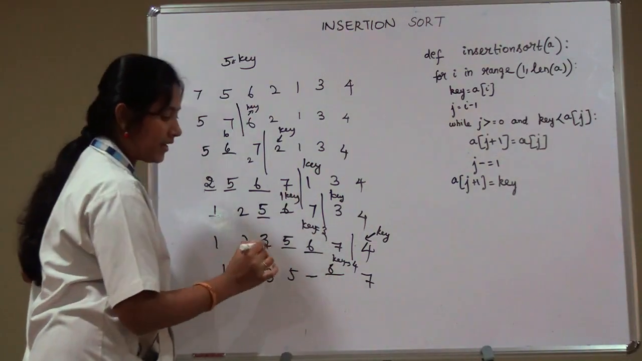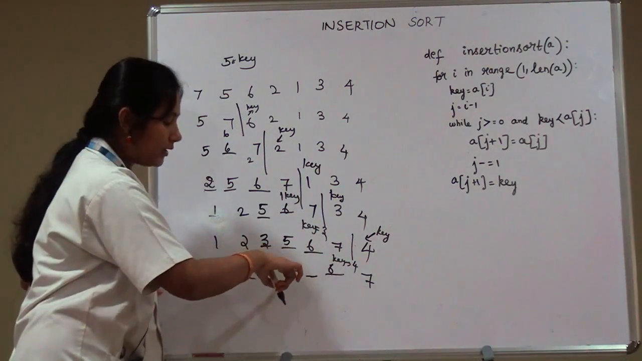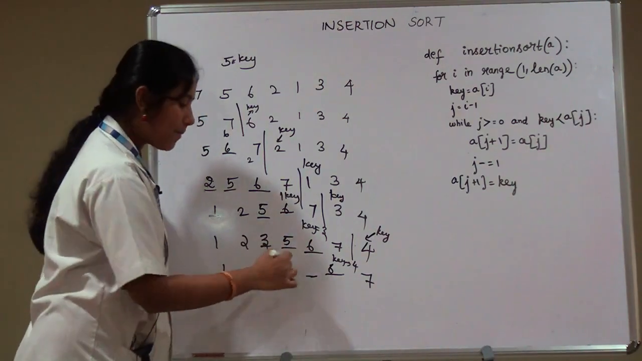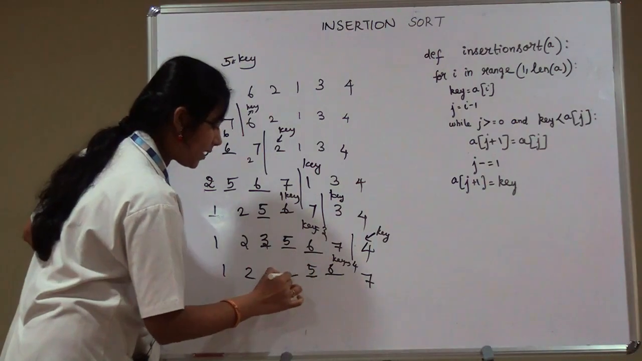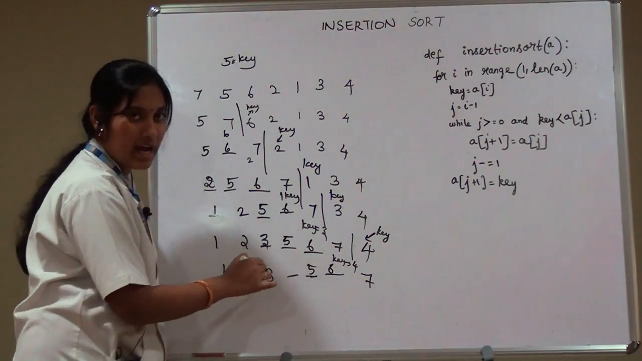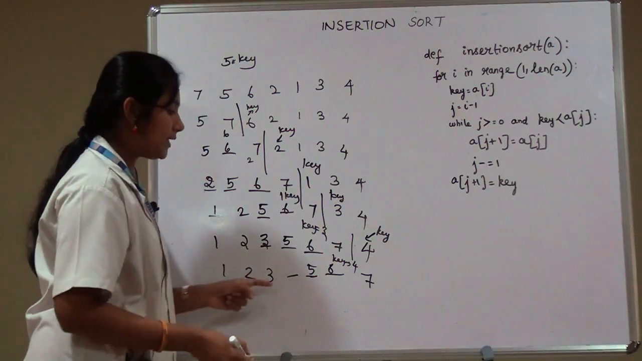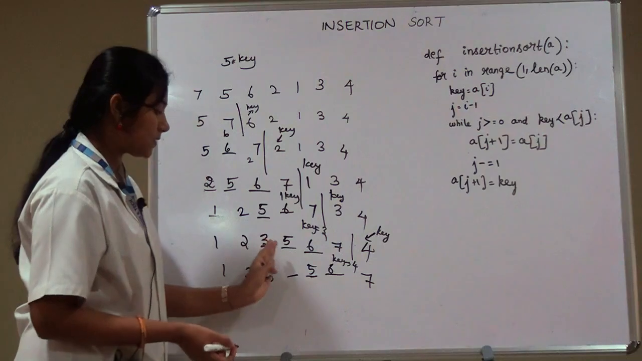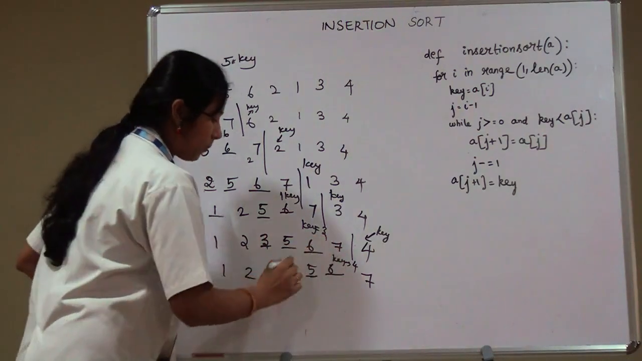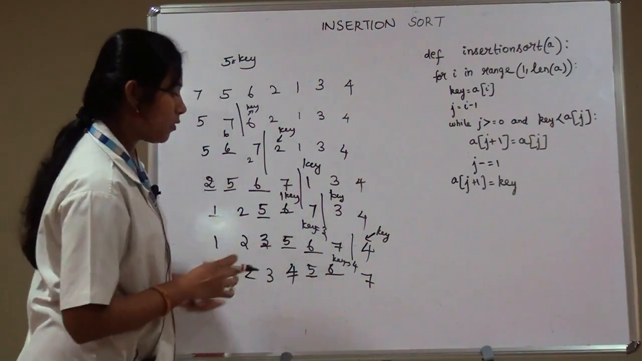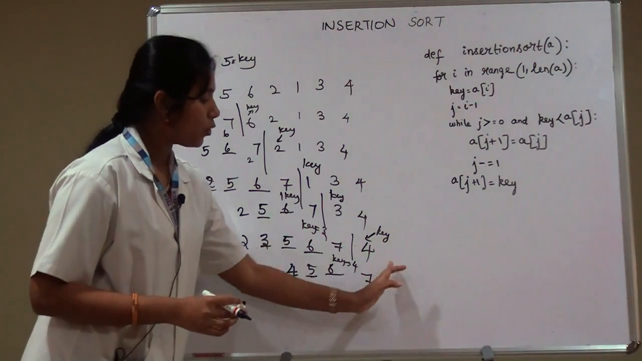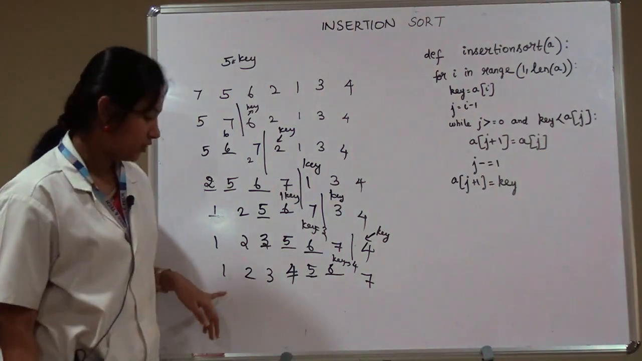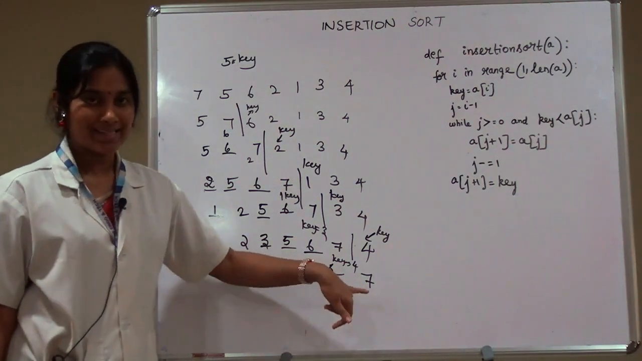So there is a blank here. Now I am comparing 4 with 5. So 4 is lesser than 5. So what I am doing? I am moving 5 here. Now I am comparing 4 to 3. At this point of time, you can see that our key is larger than the 3. So what I should do? I should stop my comparisons and I should place my 4 here. So at this point, there are no key elements left here. So we get the sorted array, which is 1, 2, 3, 4, 5, 6, 7.